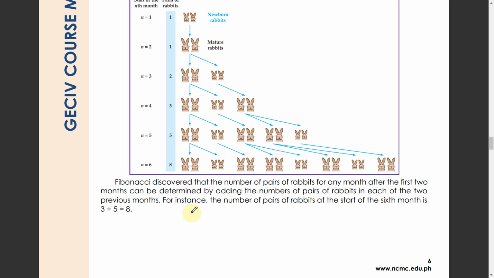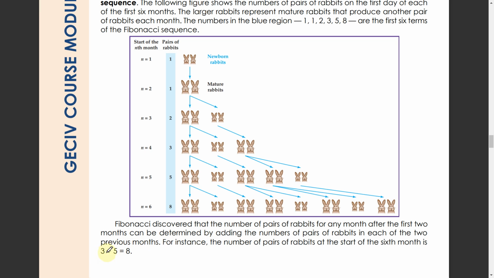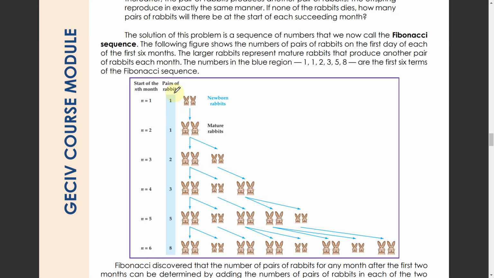So Fibonacci discovered that the number of pairs of rabbits for any month after the 2 months can be determined by adding the number of pairs in each of the 2 previous months. So for instance, the number of pairs of rabbits at the start of the 6th month is 3 plus 5, which is equal to 8, right? In yours too, right?